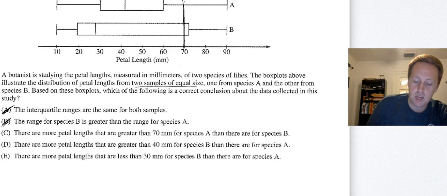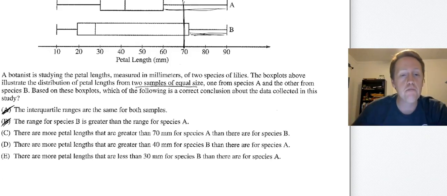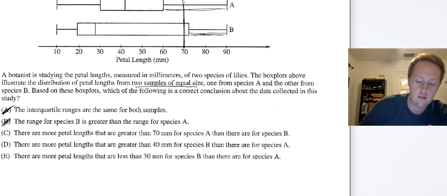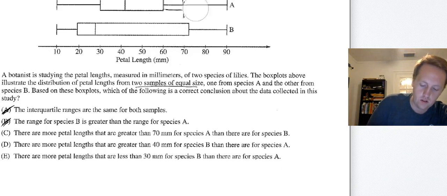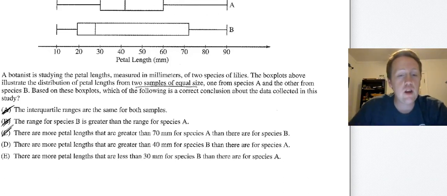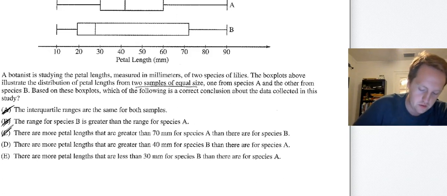So species B has at least 25% that are greater than 70. Species A does not have that same amount, right? So B should have more that are greater than 70 millimeters, which is not what that says. So that's wrong. So let me get rid of this so that we can draw on this again in a second, but that's wrong. There are more petal lengths that are greater than 40 millimeters for species B than there are for species A. Okay, so let's find 40 millimeters.